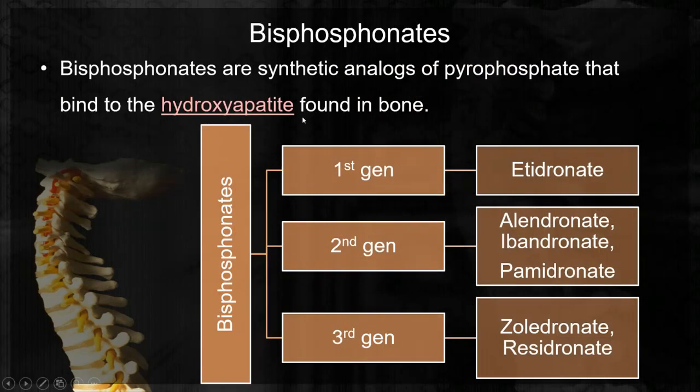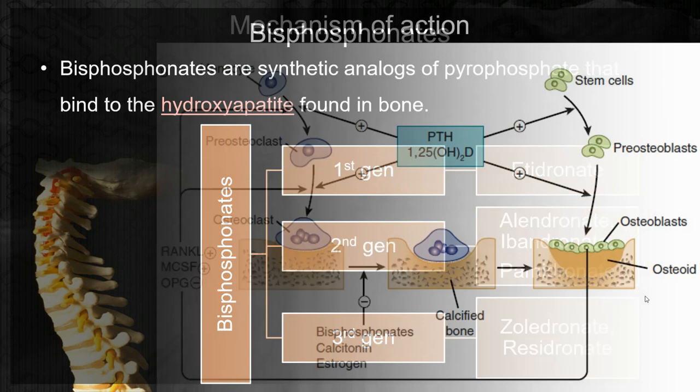What are these bisphosphonates? Basically, bisphosphonates are synthetic analogues of pyrophosphate, and because of this chemical or structural similarity, these bisphosphonates bind to hydroxyapatite which is found in the bone. So, how are these bisphosphonates classified? Basically, based on their potency, they are divided into first generation, second generation, and third generation. The first generation bisphosphonate, the best example, is etidronate. The second generation include alendronate, ibandronate, and pamidronate. The third generation includes zoledronate and risedronate.